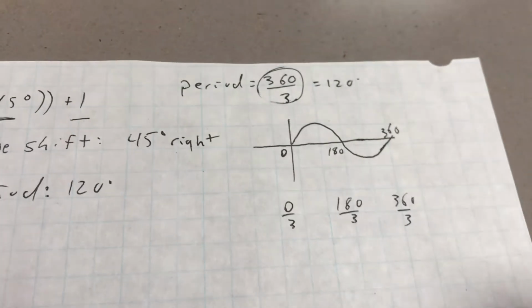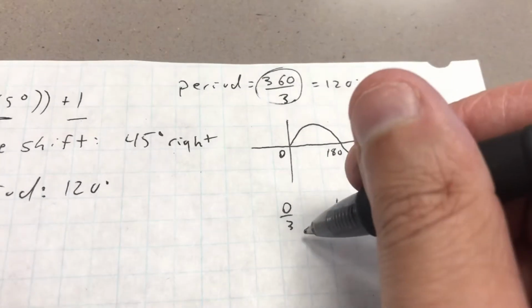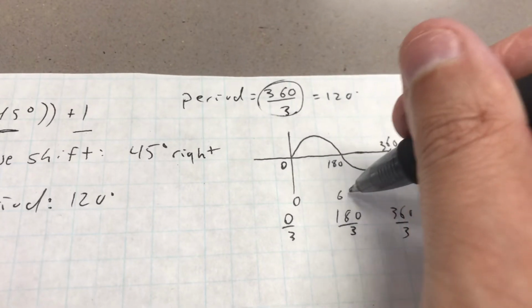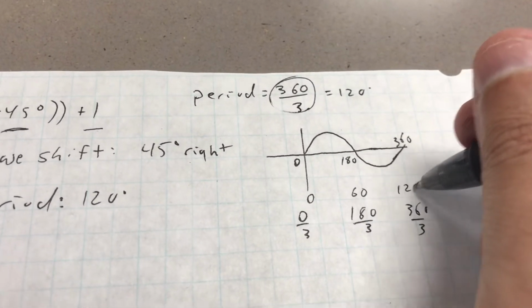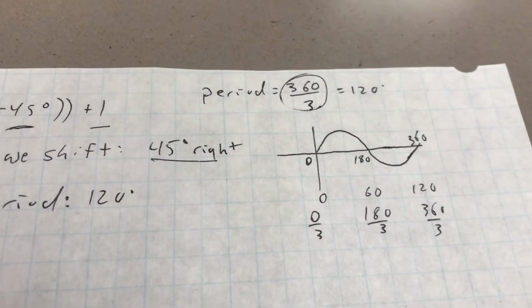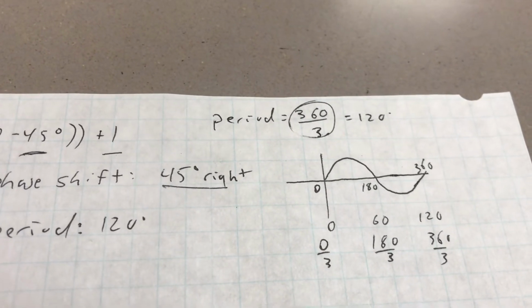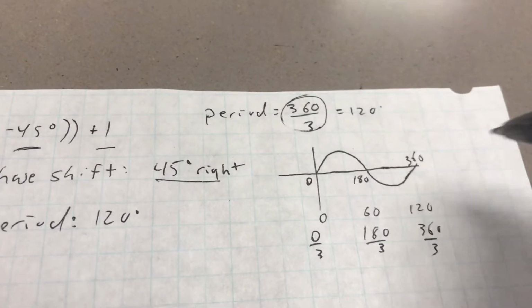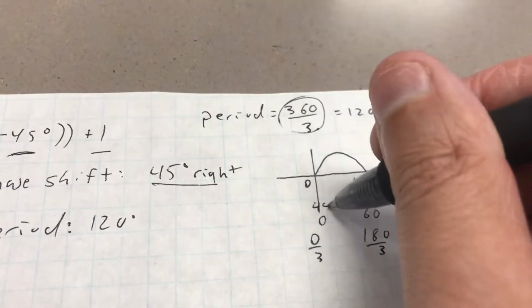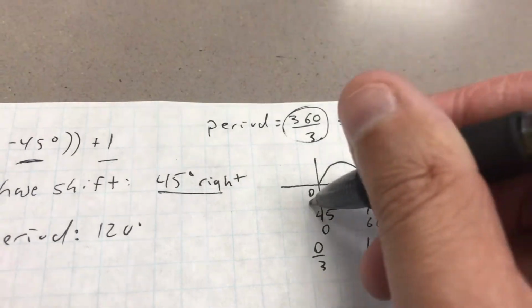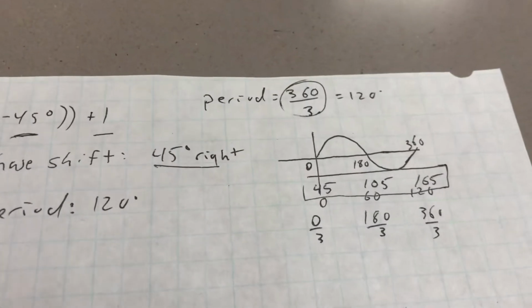Okay, we're horizontally compressing this graph, and that's going to give us points at 0, 60, and 120. It'll finish the cycle, all right? But it's also been shifted 45 to the right, so I've got to add 45 to each of those points. So if we add 45 to each of these, it's going to intersect the axis at 45, 105, and 165, okay? And that's our unit there.